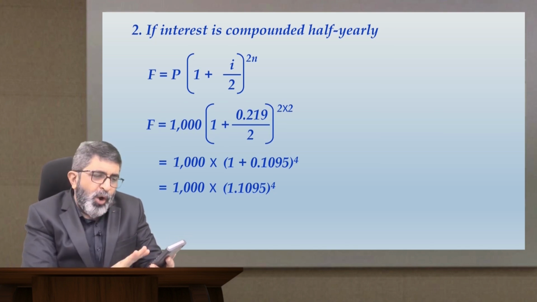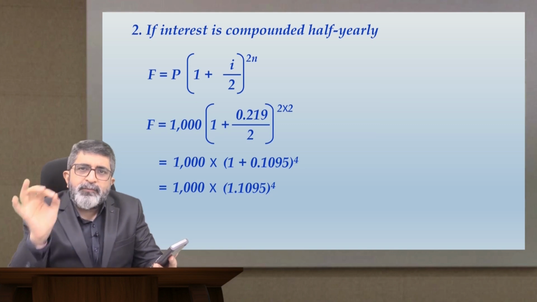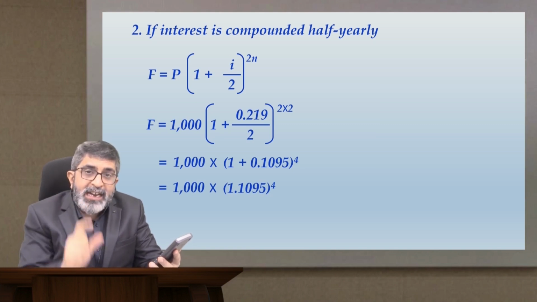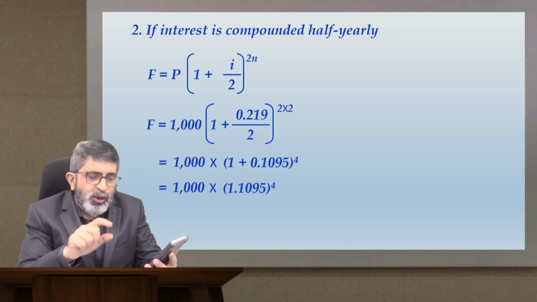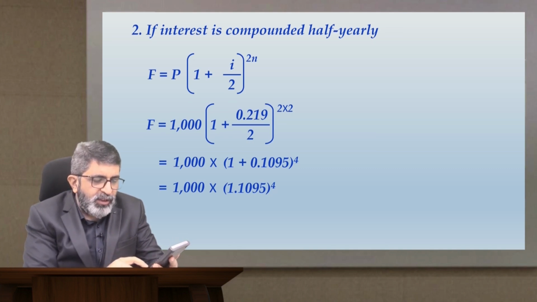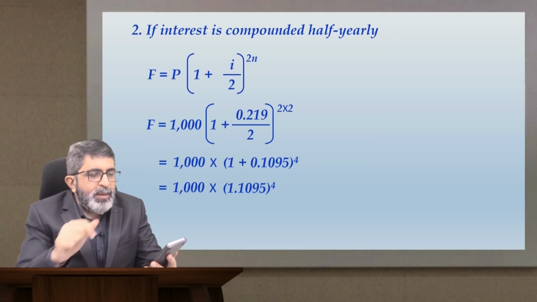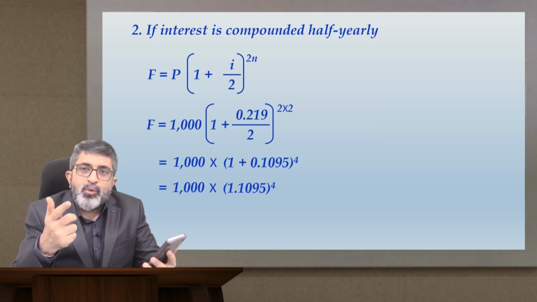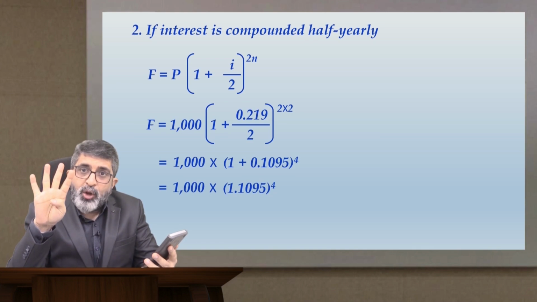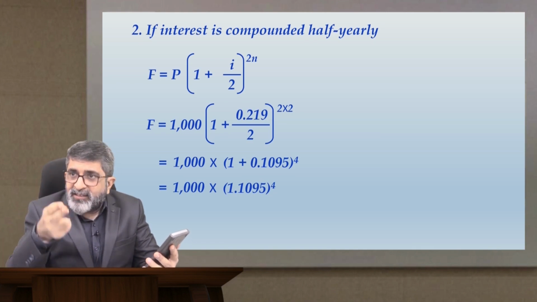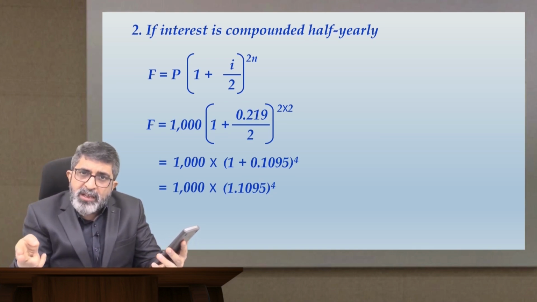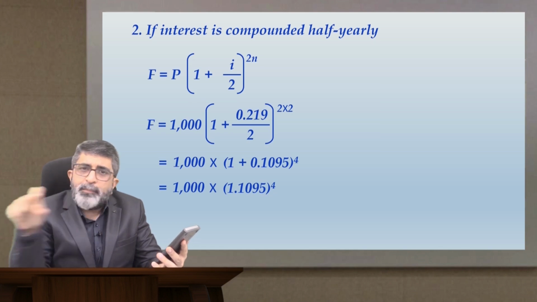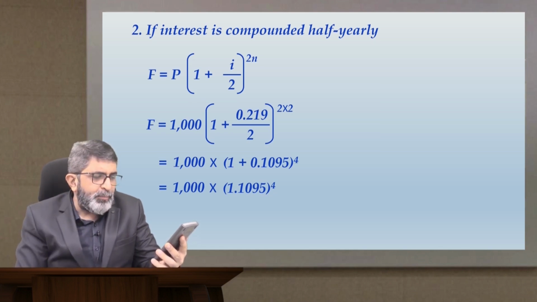So 0.1095 becomes the periodic rate. This will be added to 1. So add 1 to this, we get 1.1095. Now this has to be raised to 4 times, because 2 times as frequency of compounding within 1 year and 2 years is the period mentioned in the example.